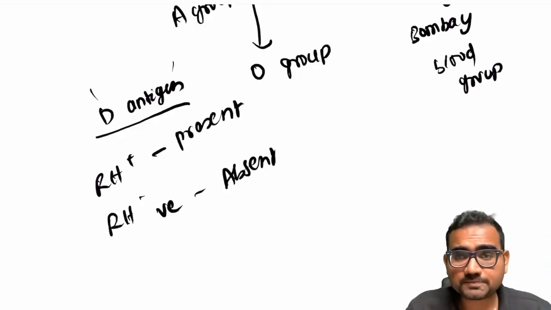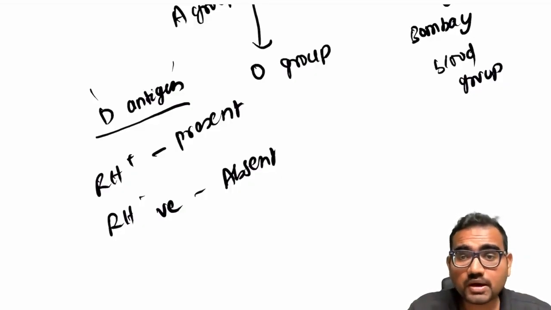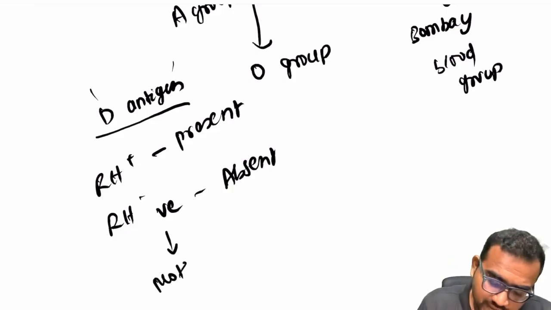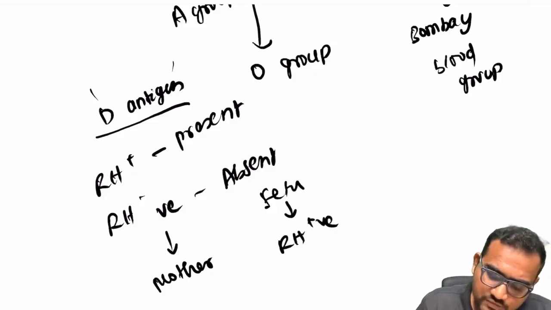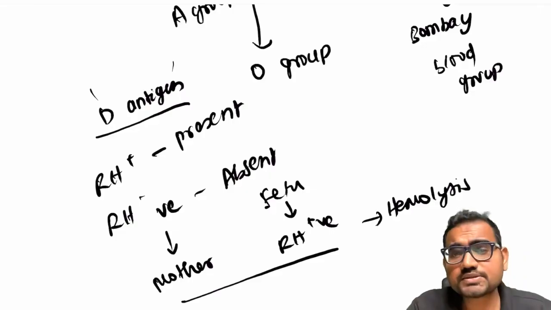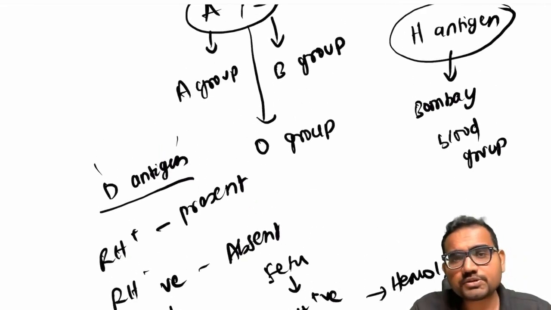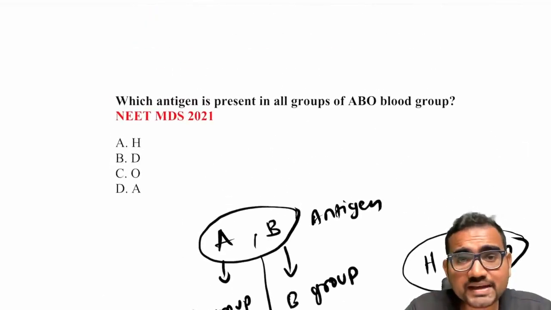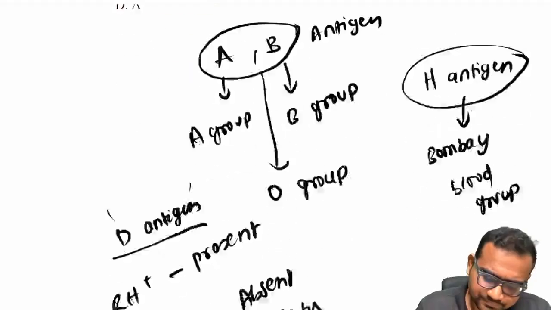Rh positive patients can receive blood from Rh positive and Rh negative patients, whereas Rh negative patients should not receive blood from Rh positive patients. That is why when a mother is Rh negative and the fetus is Rh positive, it is going to result in hemolysis. Right, this is the reason. Okay, so we have A antigen, B antigen, H antigen, D antigen. Now coming back to the question, which antigen is present in all the blood groups? Obviously it's going to be H antigen.